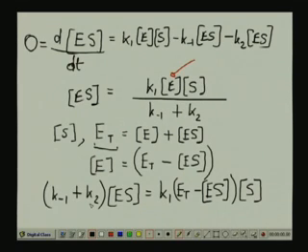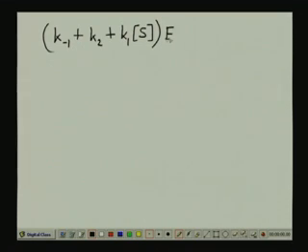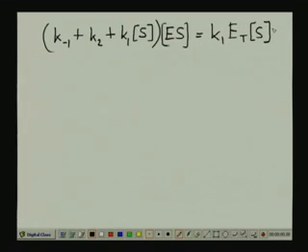So if I do that, I will amount on the right hand side to k1 ET S. If I take this ES part over onto the left hand side, what will I land up with on the right hand side? A k1 ET S. And what will I have on the left hand side? Let's just do it. I will have on the left hand side a k minus 1 plus a k2 plus a k1 S all multiplied by ES, and what is this going to be equal to? K1 ET S. Now we are going to use some more information here.